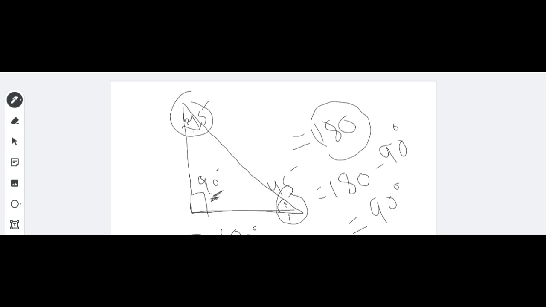Next question is, what is the angle distribution in an isosceles triangle? How can we distribute the angles in an isosceles triangle? One minute, I'm writing it down. Okay, you can write it.